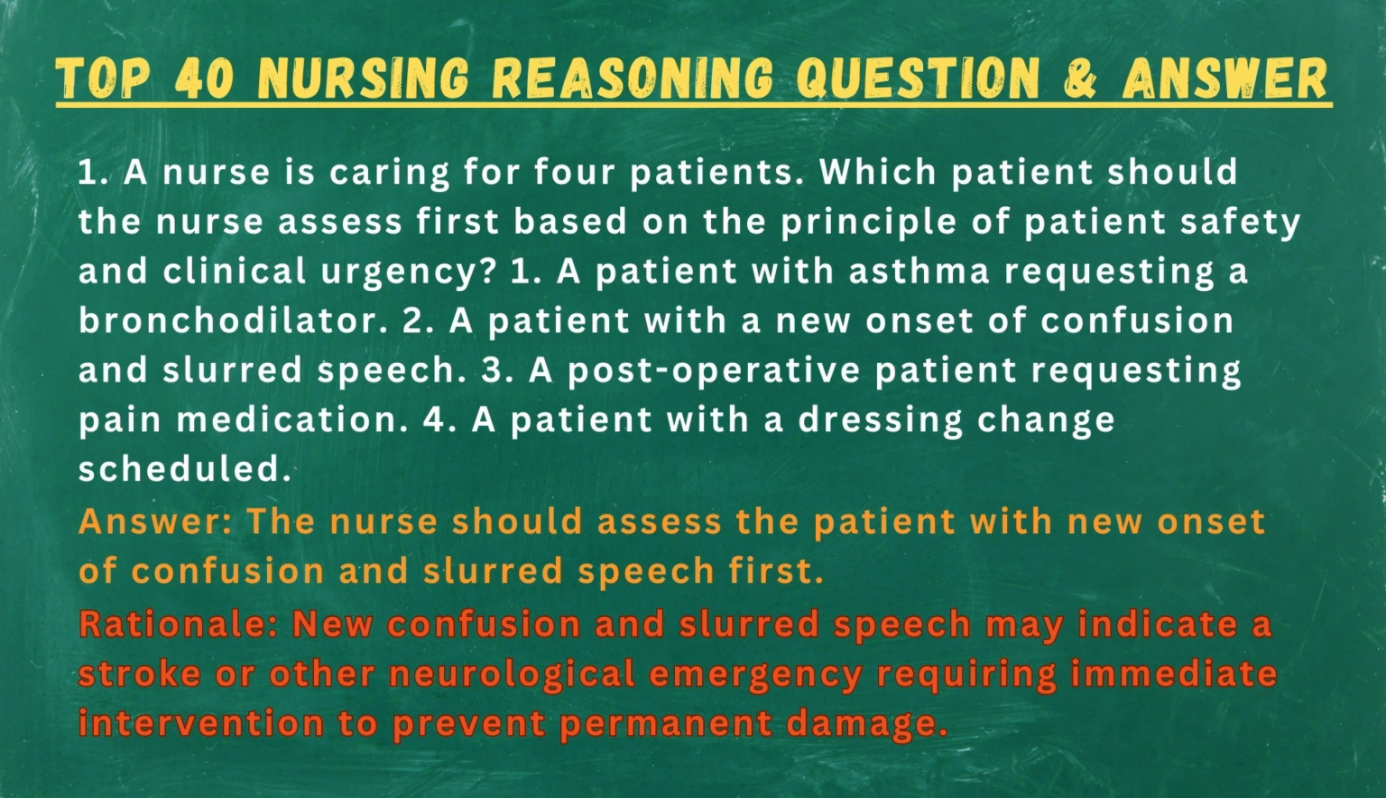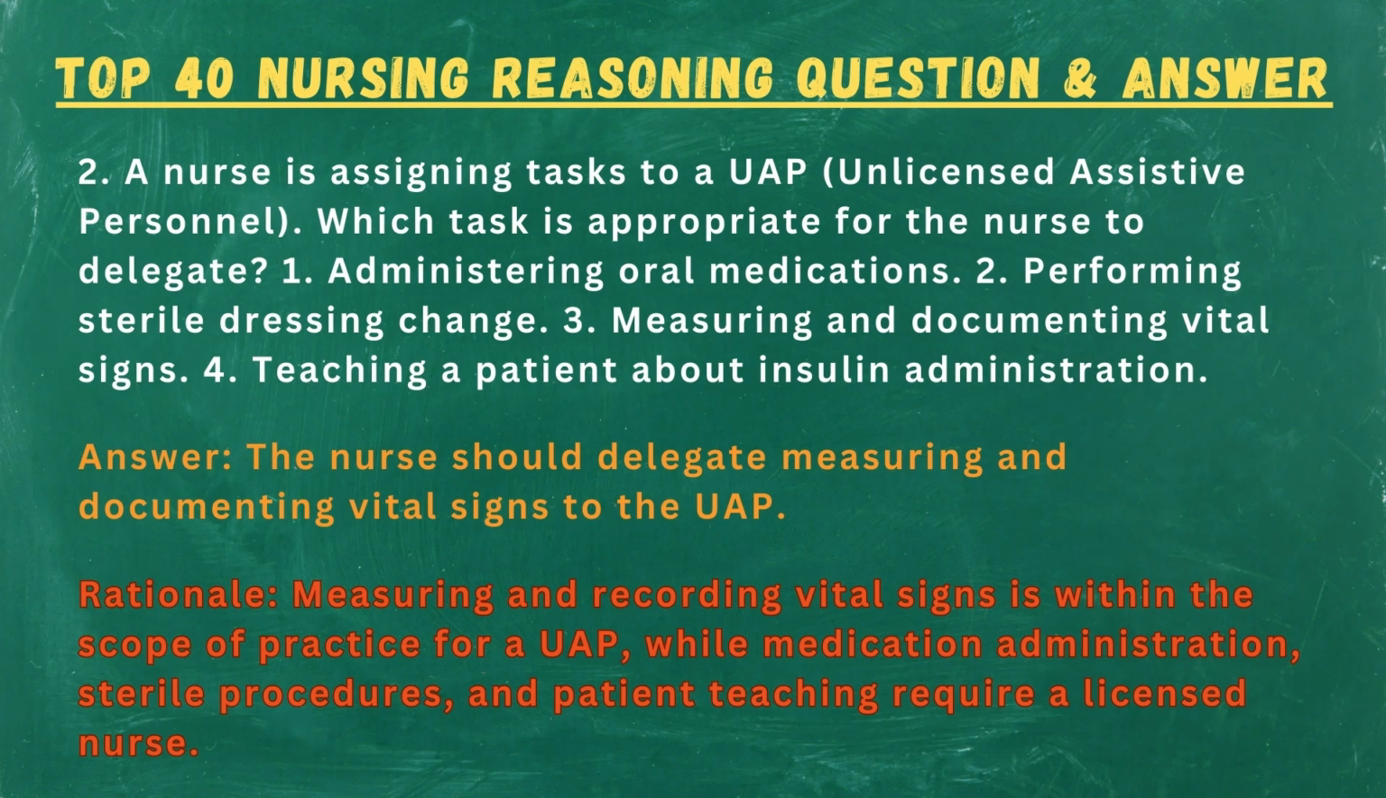Answer. The nurse should assess the patient with new onset of confusion and slurred speech first. Rationale. New confusion and slurred speech may indicate a stroke or other neurological emergency, requiring immediate intervention to prevent permanent damage.